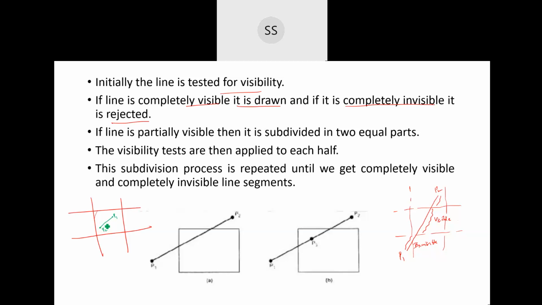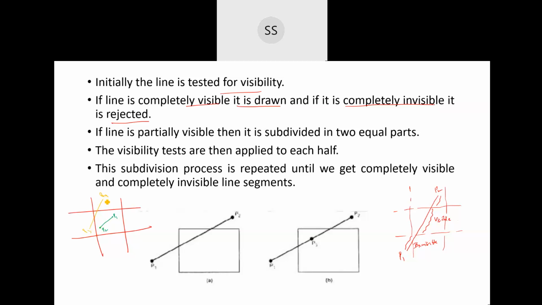Now, consider a line. I am going to draw another line, children, in the same direction. Nothing is going to be visible. I'm going to draw it like this. Okay, I have got P3 and P4.